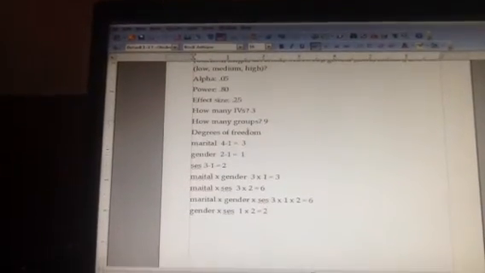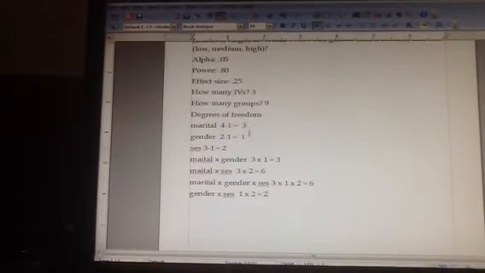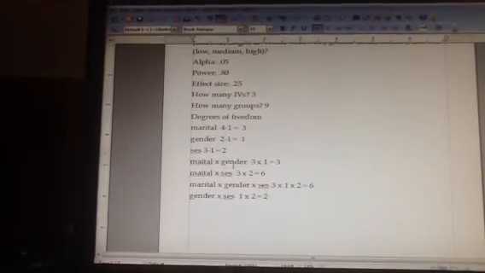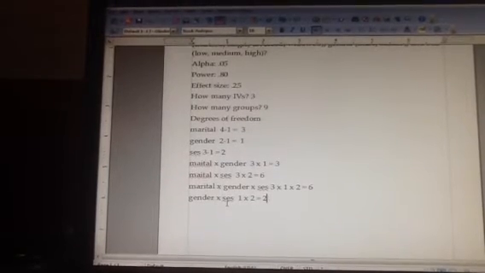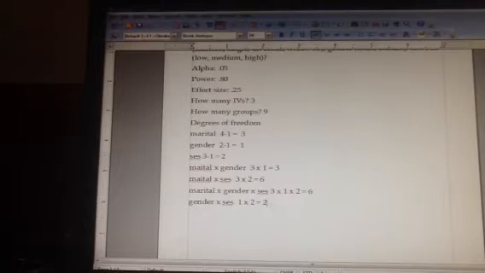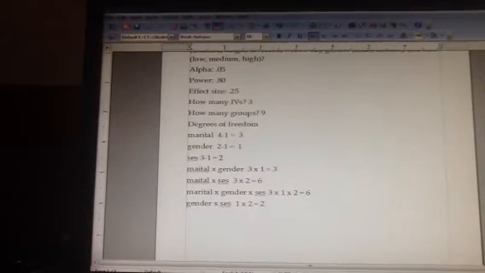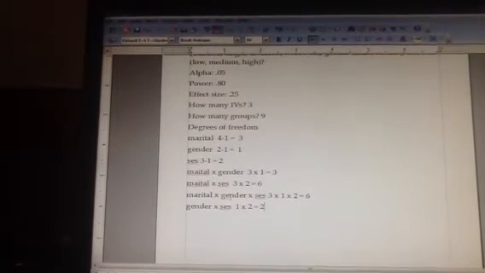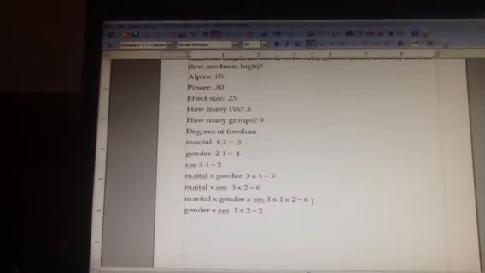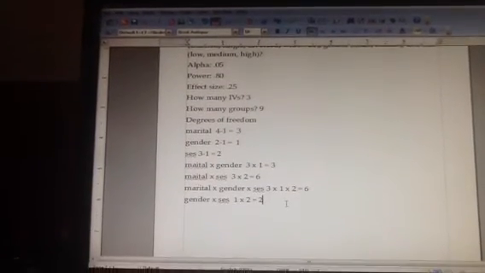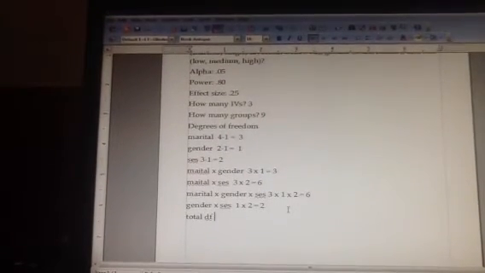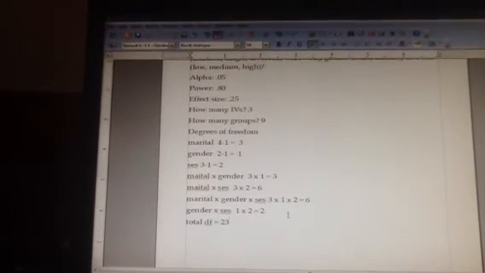So now we add them all. So we have the main effects, marital, gender, and SES, which is 3 plus 1 plus 2, which is 6. Then we have 3 two-way interactions, marital by gender, marital by SES, and gender by SES, which is 3 plus 6 plus 2, which is 11, plus the 6 we had right here, which is 17. And then we have the three-way interaction of marital by gender by SES. And so we add these 6 to the 17, and then we get 23. So our total degrees of freedom are 23. That's our numerator degrees of freedom.